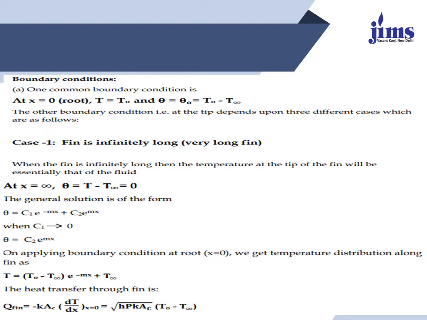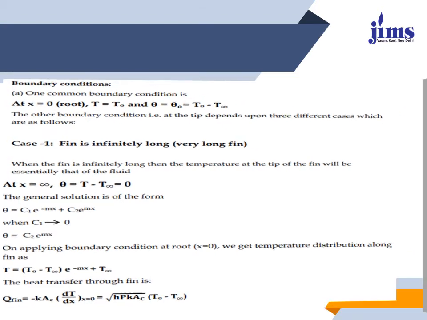Applying the boundary conditions, the final result is obtained: T is equal to T naught minus T infinity multiplied by e to the power minus mx plus T infinity. On further solving, the heat transfer through the fin is equal to under root of hPkAcs times T naught minus T infinity. This is the final expression for calculating the heat transfer rate through a rectangular fin when we assume that the fin tends to infinity.